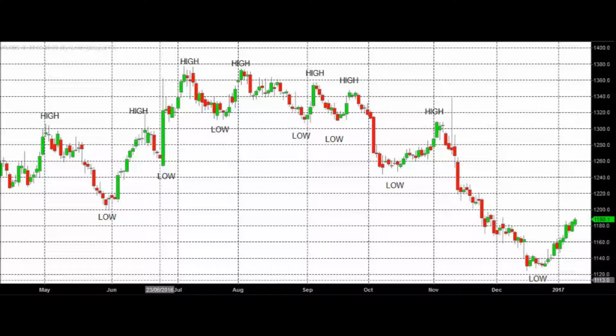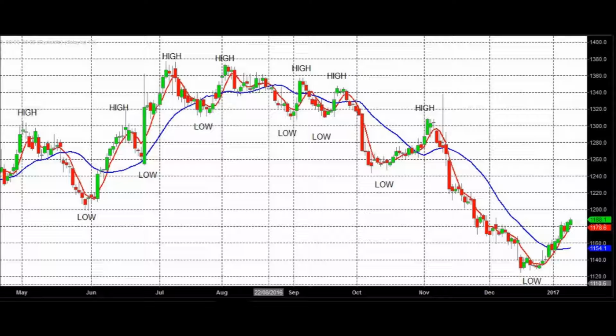And so then the next thing we're going to put on top of this, since all we've got is daily prices, we're going to put on a moving average. So we're going to put on two moving averages. The red line is a 5-period simple moving average, and the blue line is a 21-period simple moving average.